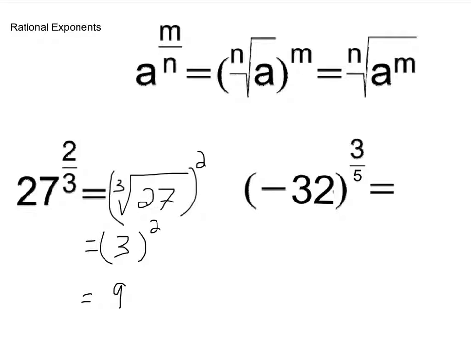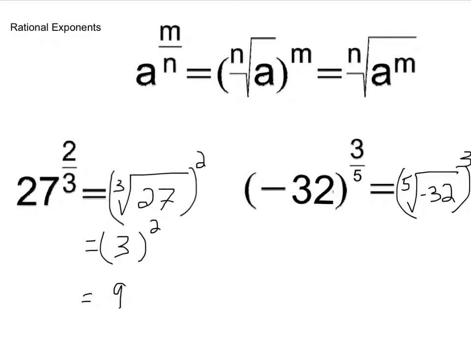Similar process for my other example, negative 32 to the 3/5. Establish my radical and make sure that I include the negative in my radicand since it was in parentheses to begin with. My index is 5, I'm talking about the fifth root, and I'm going to raise this to the power of 3 once I evaluate my radical. The fifth root of negative 32.